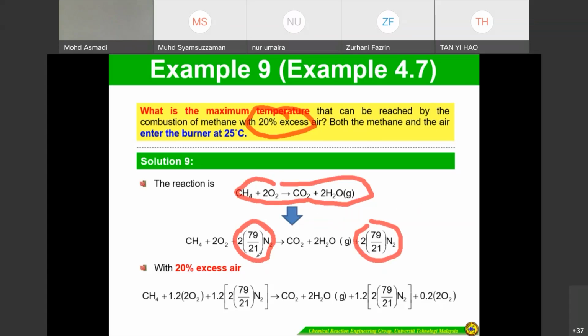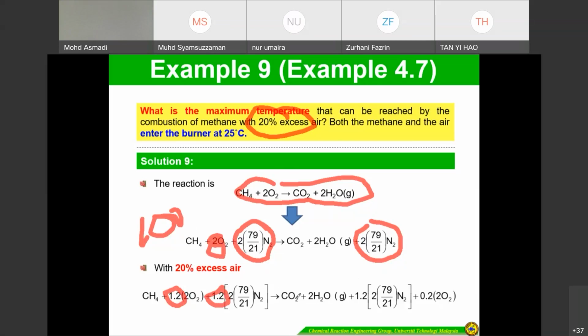Okay, so when there is an excess, this is 2 moles. When there is excess, it becomes 120%, because 100% reacts with the methane, right? 2 moles react with 1 mole of methane. But when there is an excess of air, it becomes 120% or 1.2 times 2. Okay, so you have to remember this.